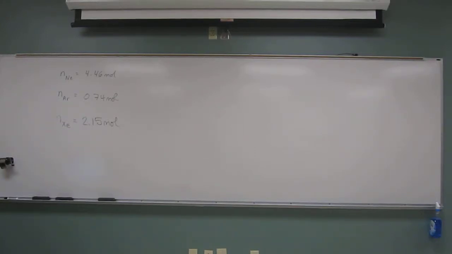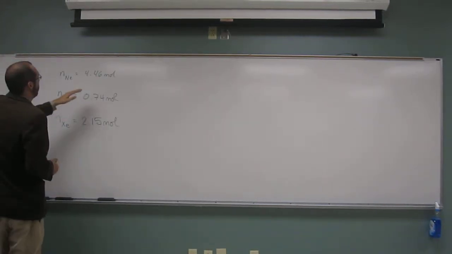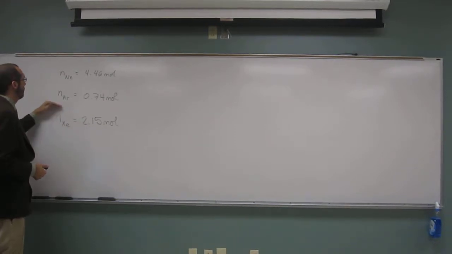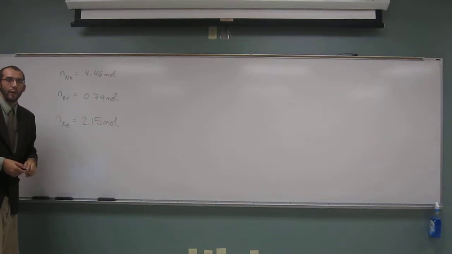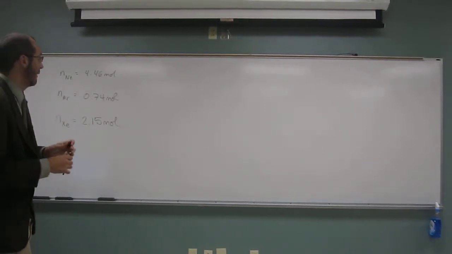So let's do a mole fraction problem. This one says, a mixture of gases contains 4.46 moles of neon, 0.74 moles of argon, and 2.15 moles of xenon. Find the mole fraction for each of these gases.